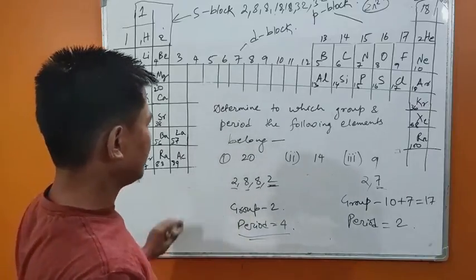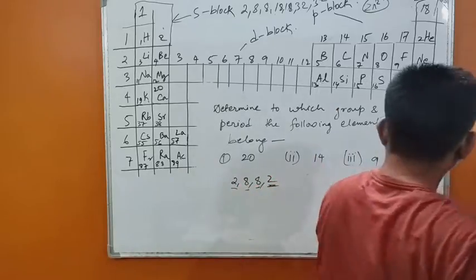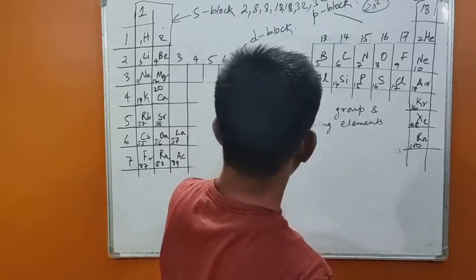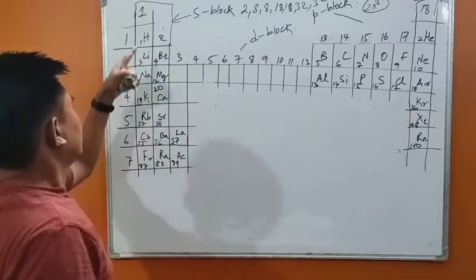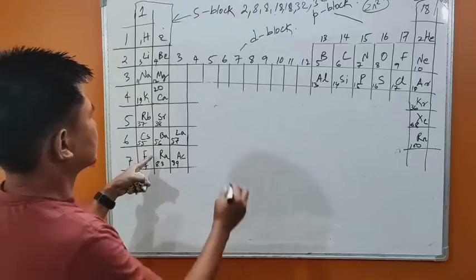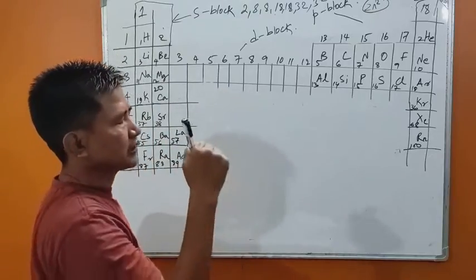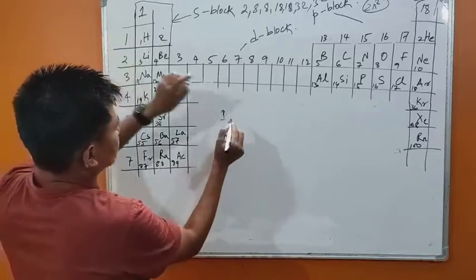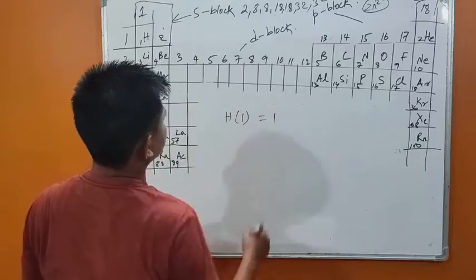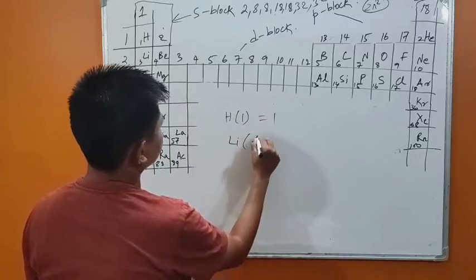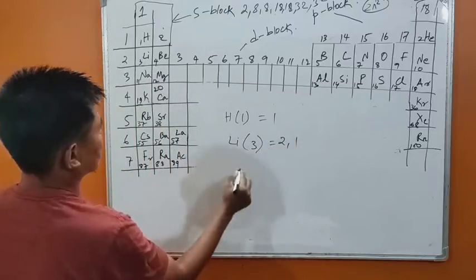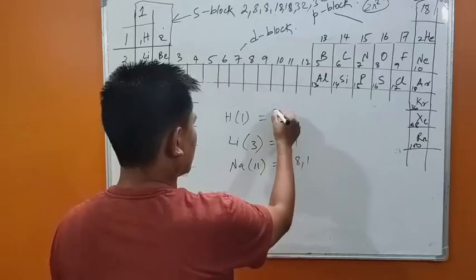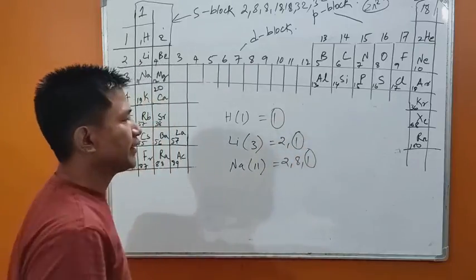Now, one of the most important things I would like to let you know is valency. Let us talk about valency. The number of electrons in the outermost orbit of group 1 elements is 1 electron, isn't it? Like hydrogen, atomic number 1, has 1 electron in the outermost orbit. Lithium, atomic number 3, is 2, 1. Let's check sodium, atomic number 11, 2, 8, 1. So all these elements contain 1 electron in the outermost orbit.